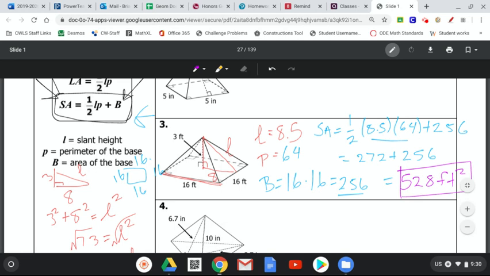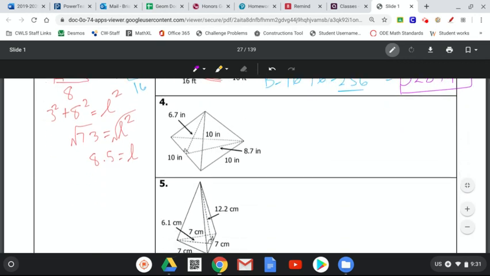So that one was a little bit different, and it's only because we knew what the height was, not the slant height. The height goes from the center to the top. The slant height is the height if you're climbing up that pyramid. That is the slant height. Okay, so we have to use the Pythagorean theorem.